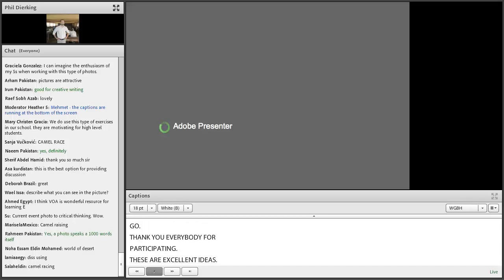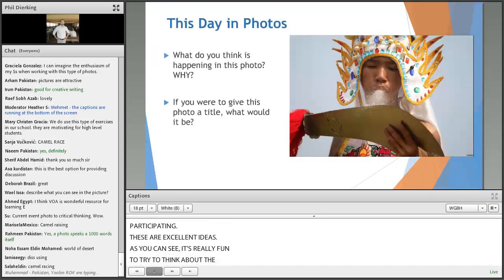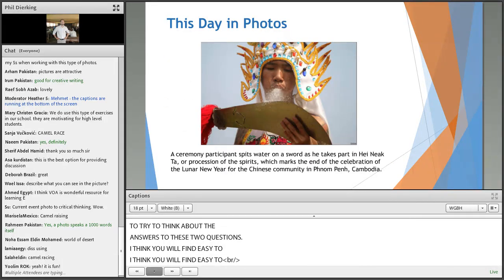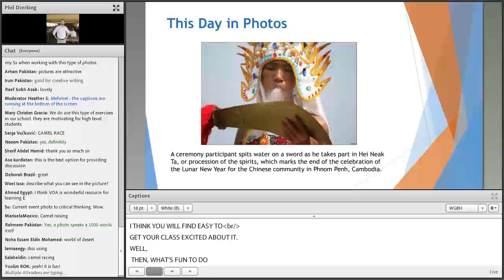Well then, what's fun to do after this is to actually give your class the definition and see how close they were to the right answer. So in this case, a ceremony participant spits water on a sword as he takes part in Hai Nik Ta, or the procession of spirits, which marks the end of the celebration of the Lunar New Year for the Chinese community in Phnom Penh, Cambodia.